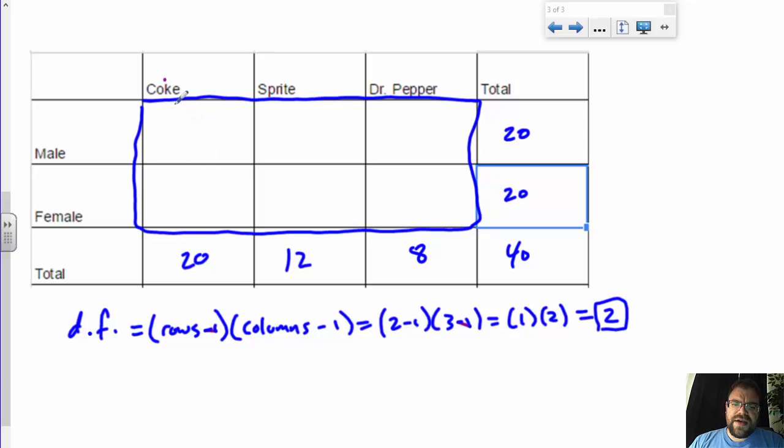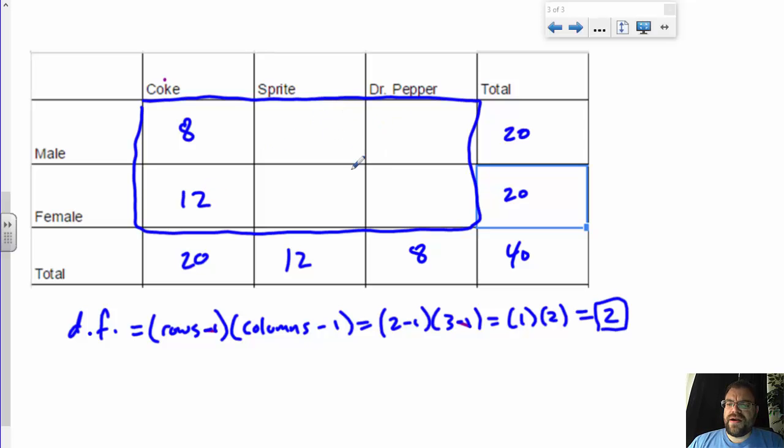So if I say that there are 8 males that like Coca-Cola, okay. All right, so now that I put this value down, this value is already known. So this was a free value. It could have been anything at once. So that's one of the degrees of freedom we're going to use up right here. And once this is placed, we already know this value now. Okay, this one has to be 12.